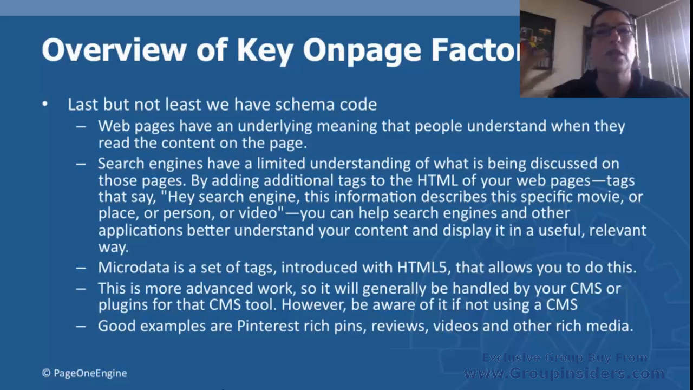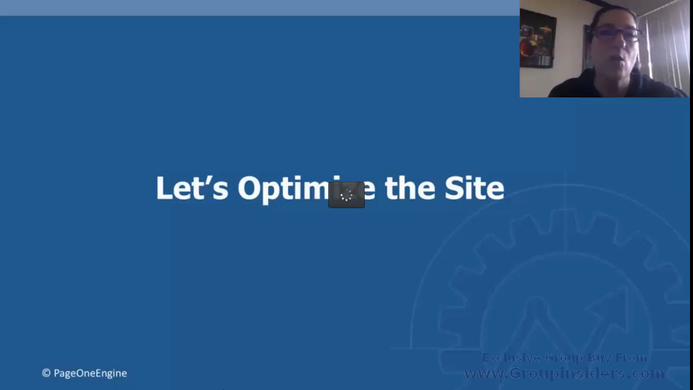So when you think about what you want to look at, go look up schema code. It will tell you exactly what to do and what to put. We need to go optimize our site. So let's go take a peek and see what we've got.